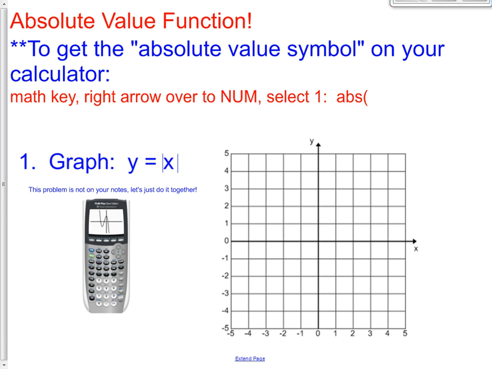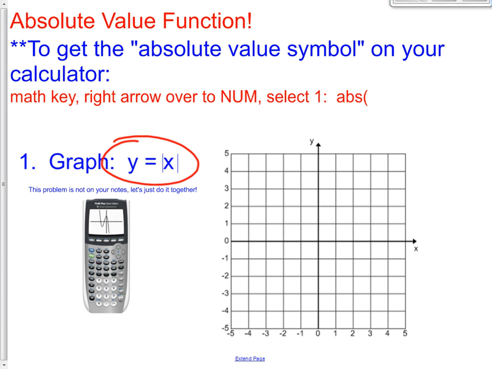The absolute value symbol on your calculator, I'll teach you how to do it once we take out our graphing calculators together, so everyone get out your graphing calculators, and we're going to graph this one. Graph the line y equals the absolute value of x. Now this isn't on your notes, so don't be trying to look through your pages to find this. Just pay attention with me, take your calculator out, let's go through this together.